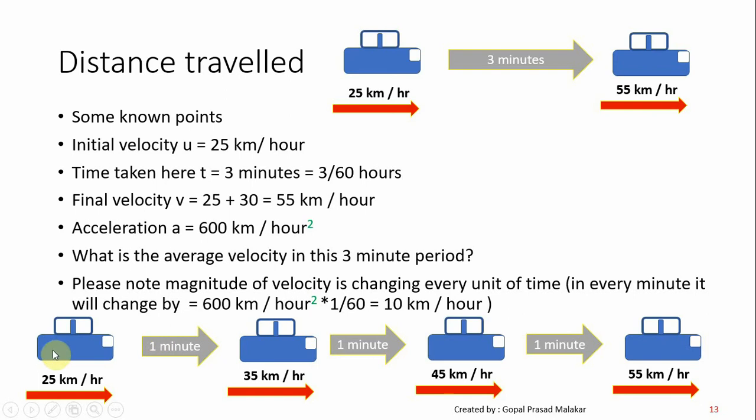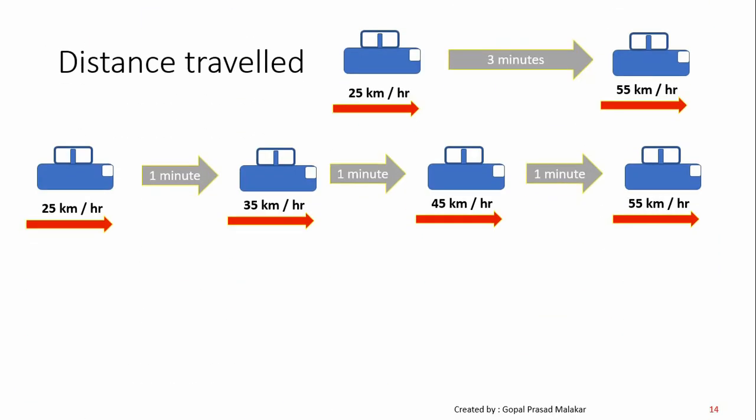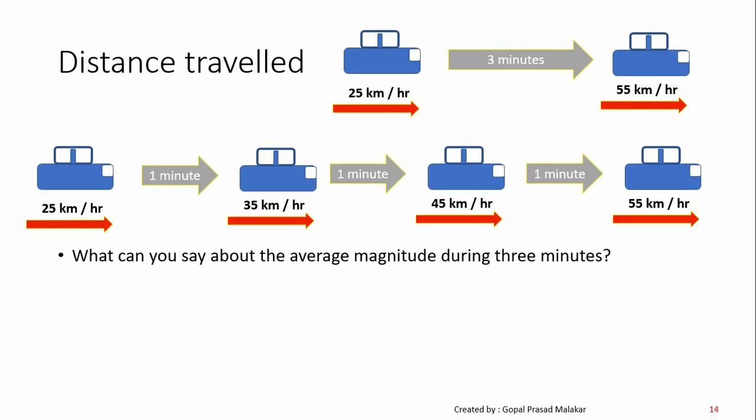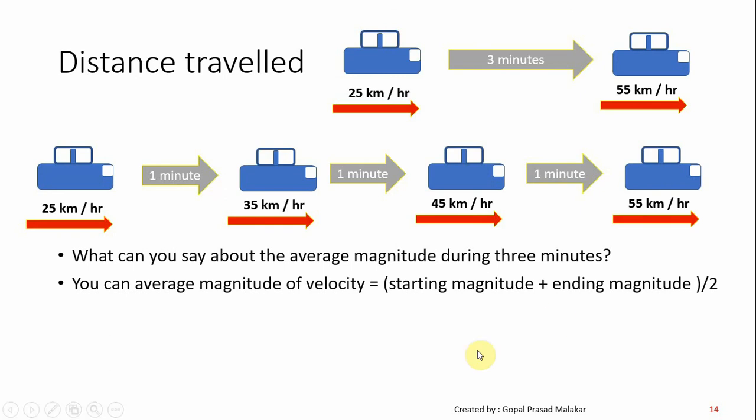Starting it was moving by 25, ending it is moving by 55, and in reality every time it is moving by some different velocity. But what can you still say about the average velocity? The average velocity you can easily say is 25 plus 55 divided by 2. So starting magnitude plus ending magnitude divided by 2, that's what gives you the average magnitude of the velocity.